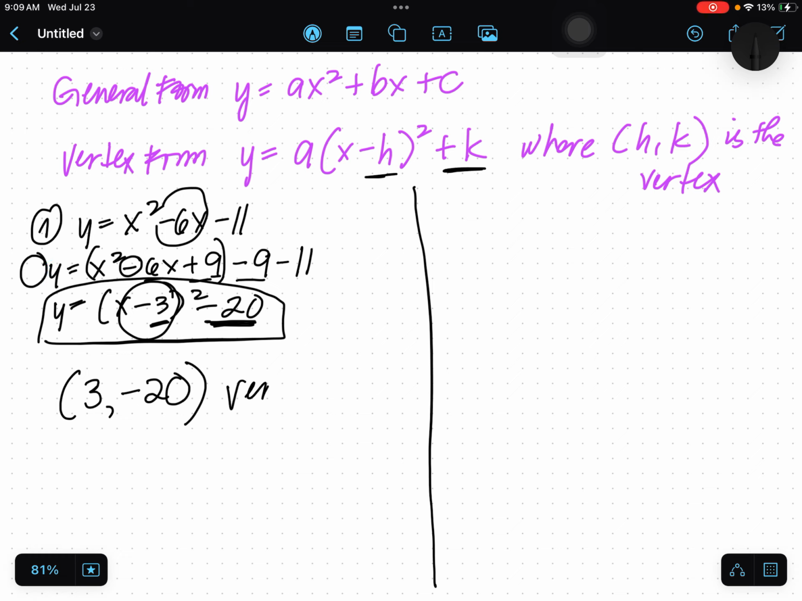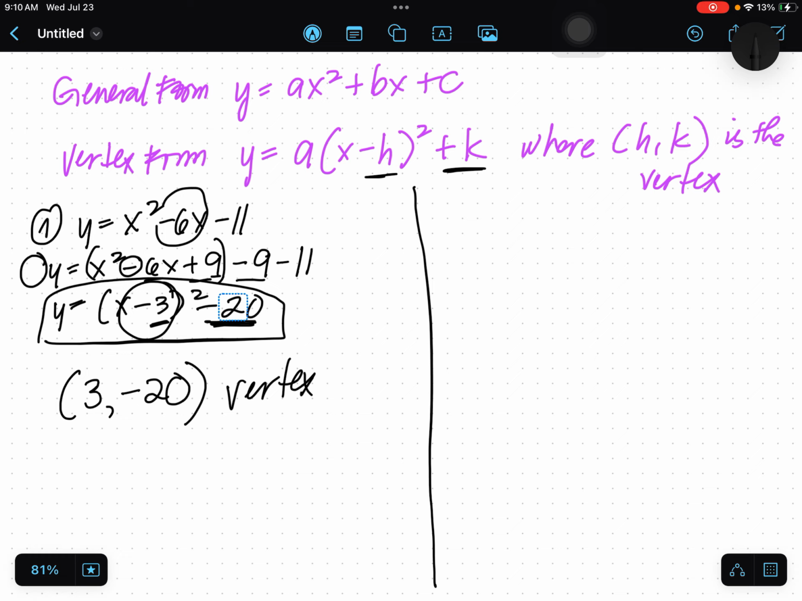So, this is now our vertex. Ibig sabihin, pwede na tayong mag-graph. Diba? Alam na natin yung vertex. Yay! We can easily put it on our graph. Madali na lang tayong mag-graph. Okay? So, this is the completing the square method.